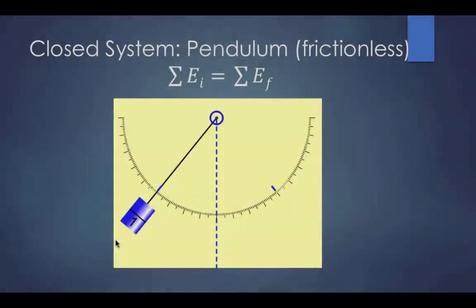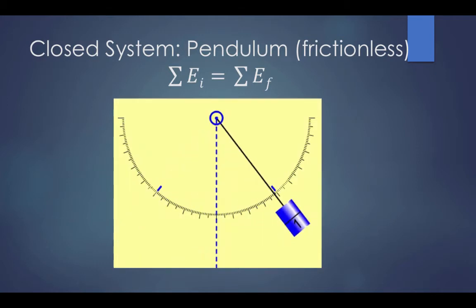An example of a closed system is a frictionless pendulum, possibly in a vacuum. Once the pendulum begins to swing, there is no loss of energy as the mechanical energy transforms back and forth from kinetic to potential and back again. This can be seen as the pendulum returns to the same height each time.